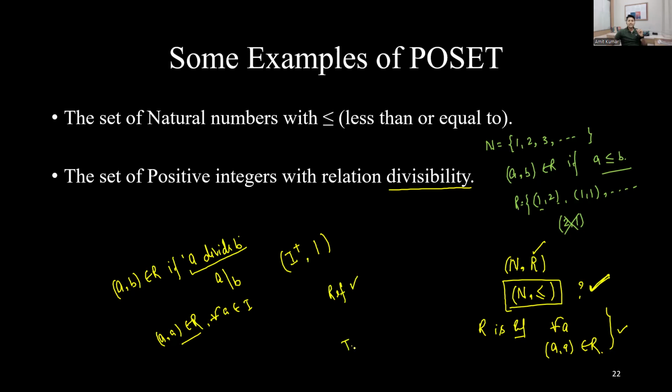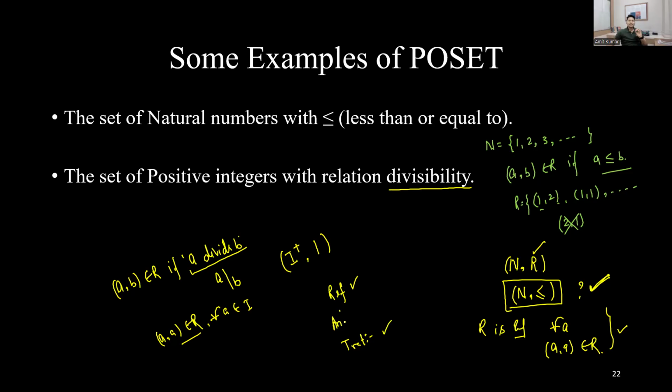Is this relation transitive? Yes, it is transitive. If A divides B and B divides C, then A also divides C. Like 2 divides 4, 4 divides 100, so 2 divides 100. Yes. So if the condition is satisfied, the relation is also transitive.